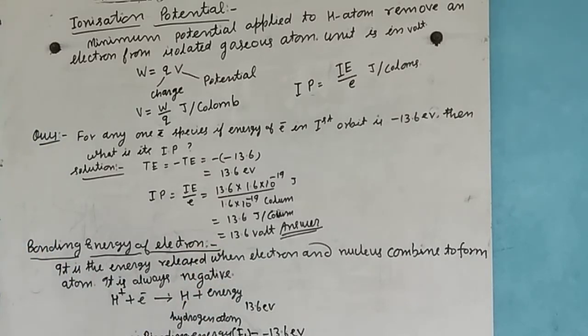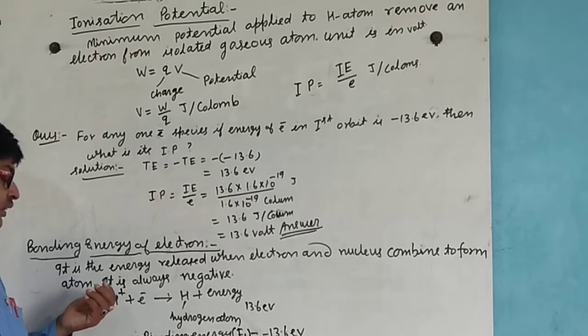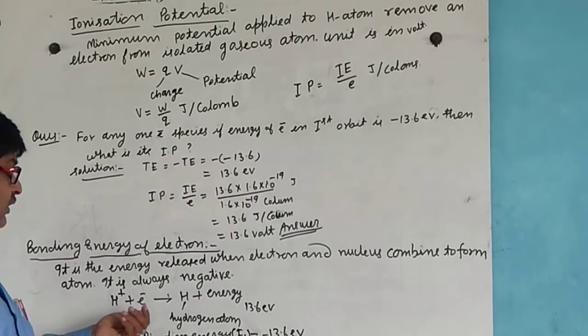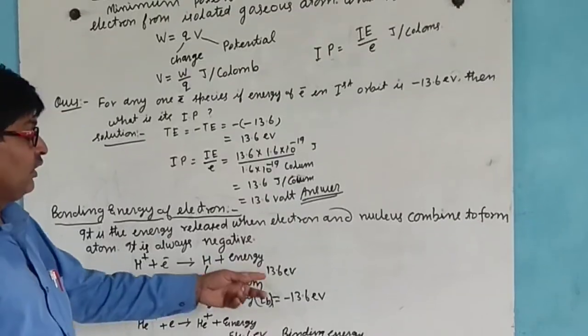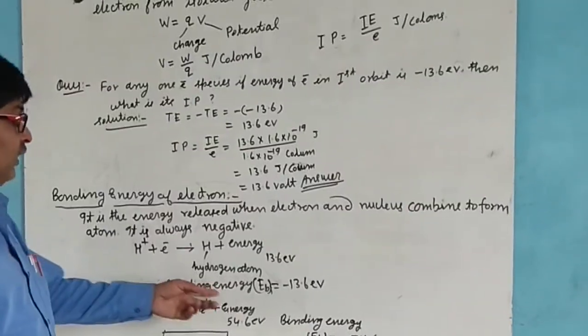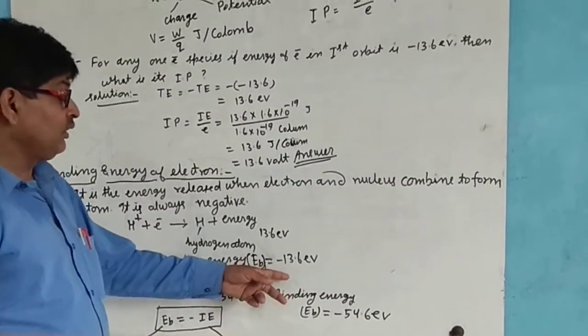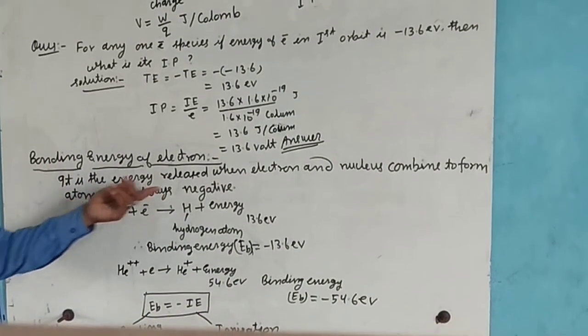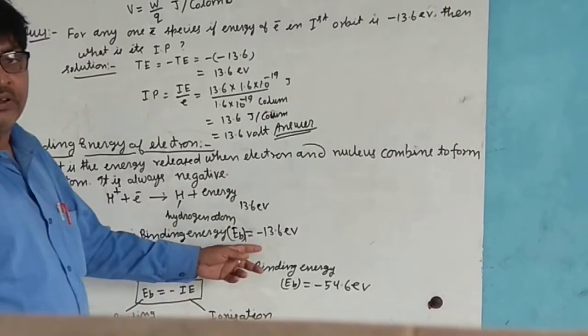Now the bonding energy of an electron is the energy released when an electron and nucleus combine to form an atom. In this case it is always negative. When hydrogen attaches an electron, the energy is 13.6 electron volt, and the bonding energy is minus 13.6 electron volt, because bonding energy is always negative, so its value is negative.